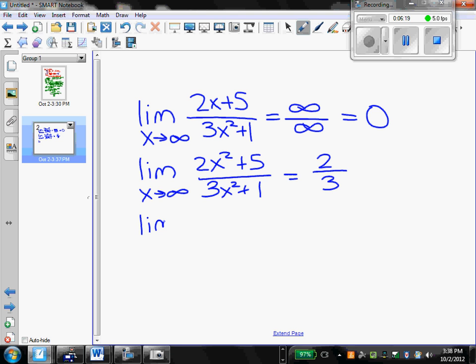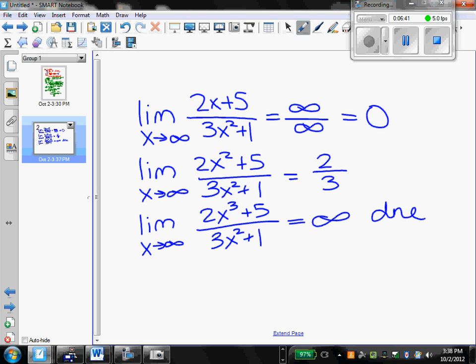And then the last case is if I have 2x cubed plus 5 over 3x squared plus 1, which means my horizontal asymptote is not horizontal at all. It's oblique. It is going to be a line, but it's going to go to infinity. So the limit is going to be infinity. You can also put does not exist, because if the limit is infinity, then it doesn't make sense to go to infinity and have a limit.